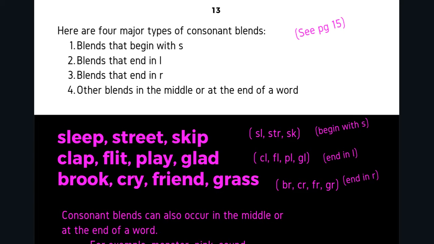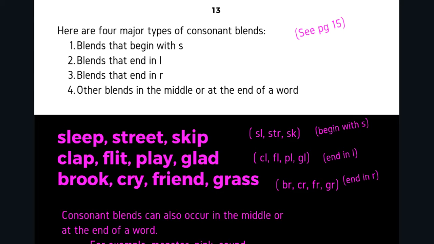Here are 4 major types of consonant blends, and you'll see this towards the bottom of page 15. Blends that begin with S, blends that end in L, blends that end in R, and other blends in the middle or at the end of a word. So blends that begin with S, those are like SL, STR, SK, sleep, street, skip, spam, any blend that starts with an S plus another consonant.